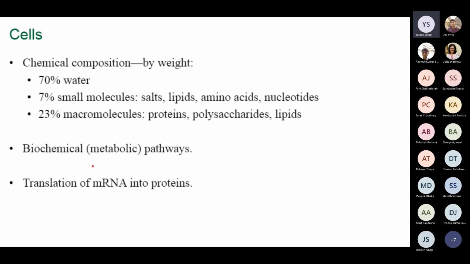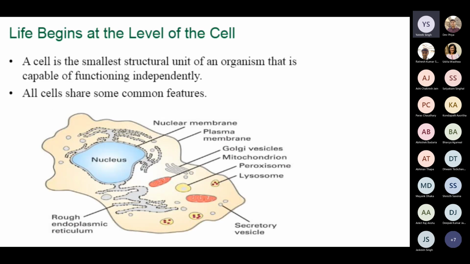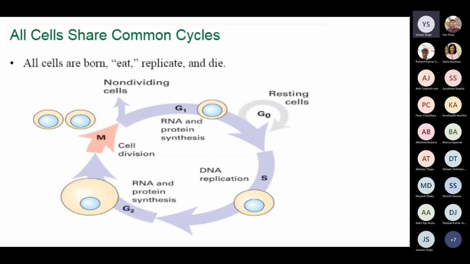There are different kinds of metabolic pathways in which these macromolecules are interacting. And something essential for the cell to pass on information is the ability to make proteins from a DNA molecule. So the first process is called transcription, where you copy the DNA molecule into an RNA molecule. And then the next process is called translation, where an mRNA molecule is copied into a protein. Okay, so this is how a cell looks like. There are certain features. I hope everybody knows these features.